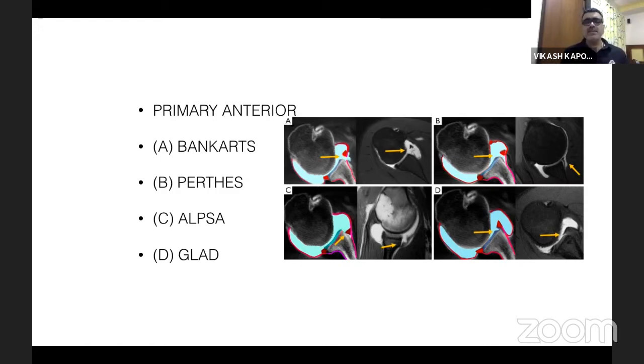Now, the GLAD lesion is a lesion missed a lot, but it is a very painful lesion where you have a labral pathology, and at the same time an articular defect on the anterior surface. About 9% of the labral pathologies anteriorly are found to be associated with some kind of articular defect, and this is a painful pathology besides being an unstable pathology.